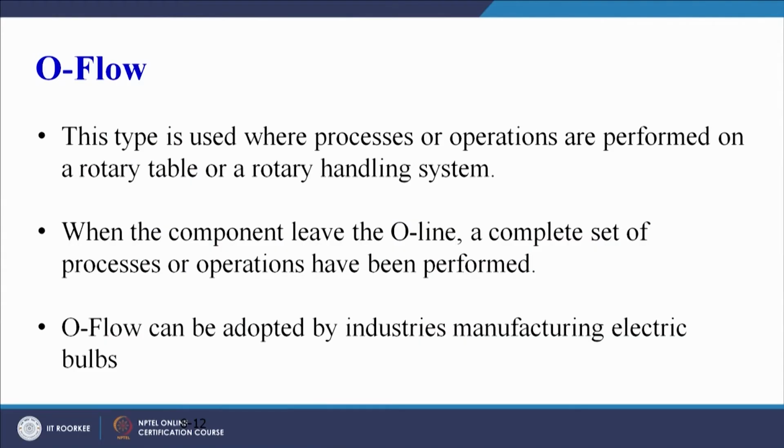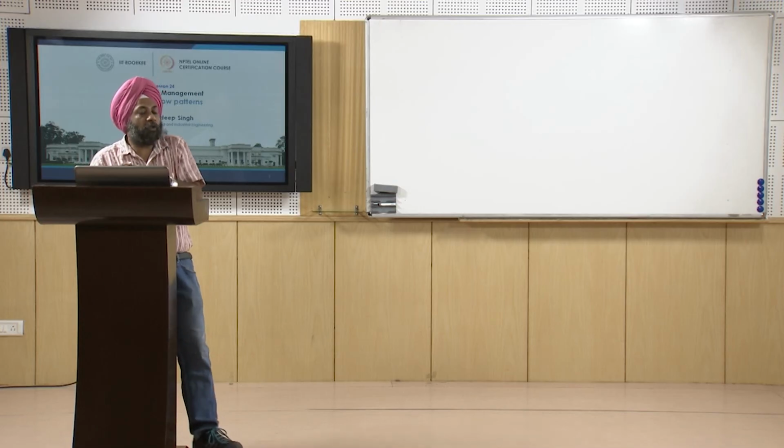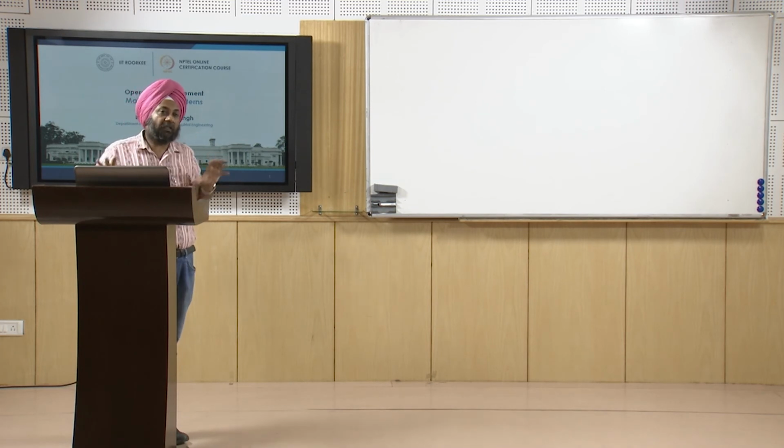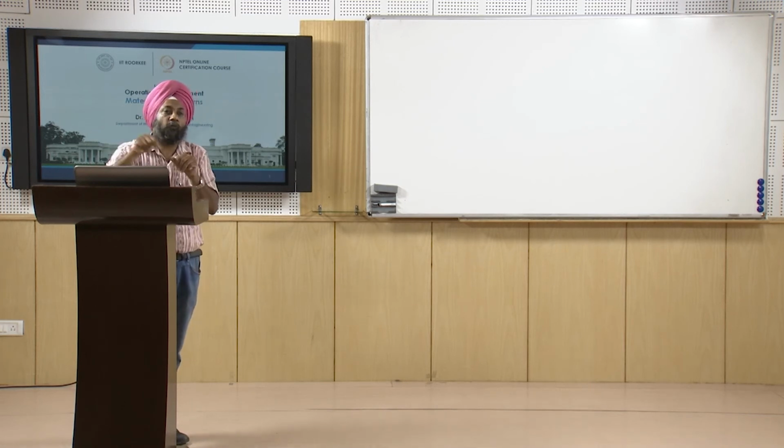O flow can be adopted by industries manufacturing electrical bulbs. So it is not specific for electric bulbs only, it can be used for different types or different varieties of products, but the arrangement of the facilities will be in the shape of an O.